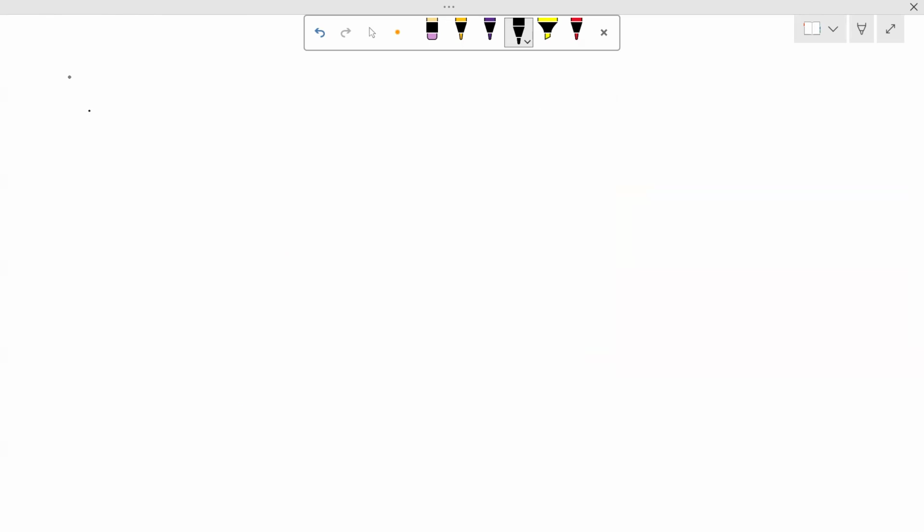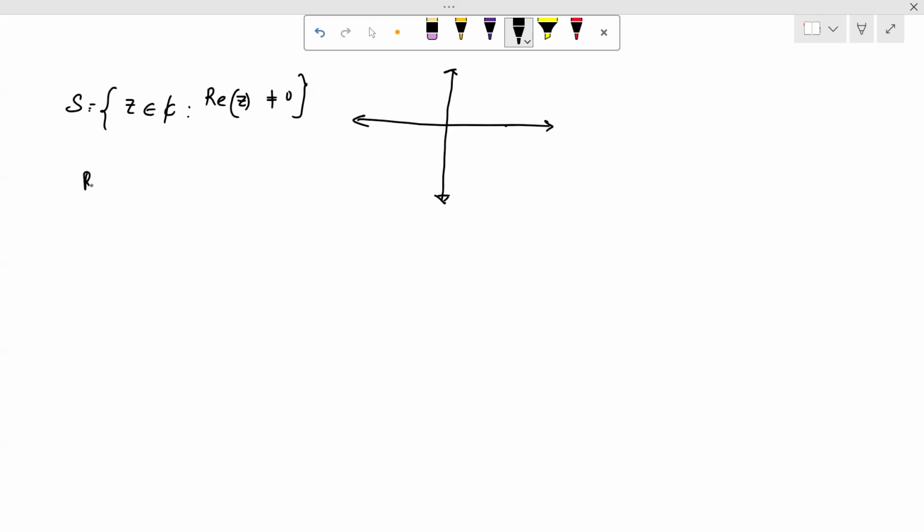Let's say I'm talking about a region where z belongs to C, such that real part of z is not equal to 0. So what does this region mean? Right now I'm just using the word region. Does it form a domain or not? So what is real part of z not equal to 0? Just think, what is real part z equal to 0? Real part z equal to 0 means we are talking of the y-axis.